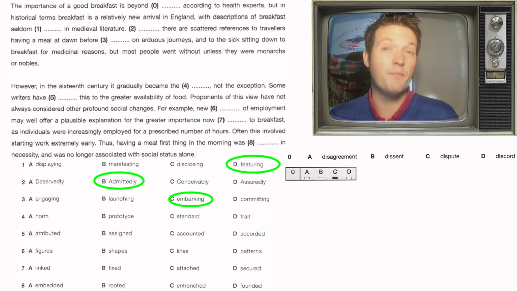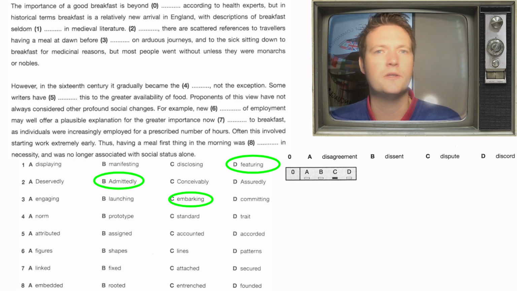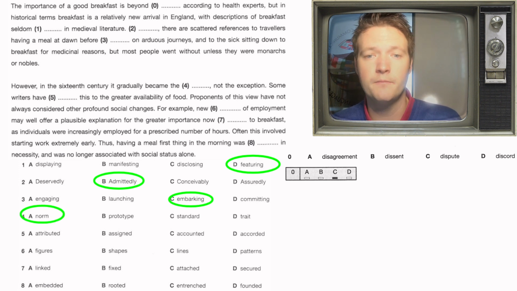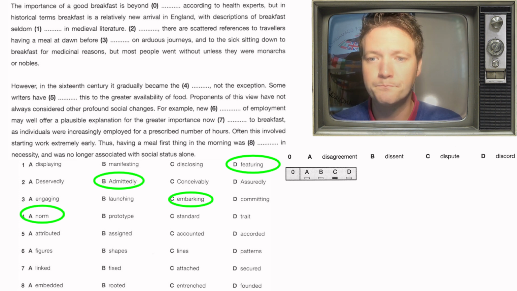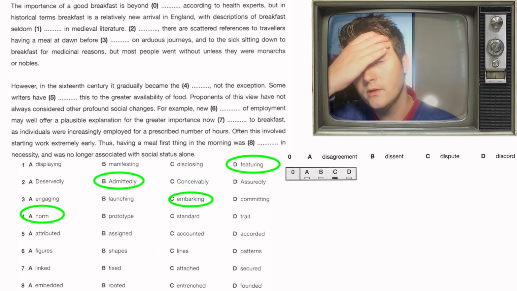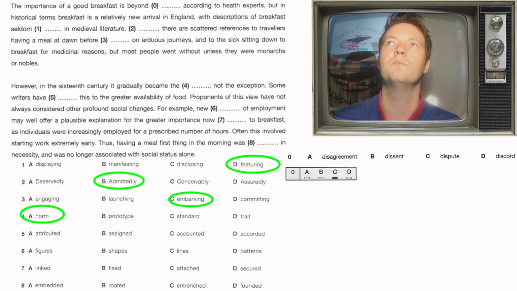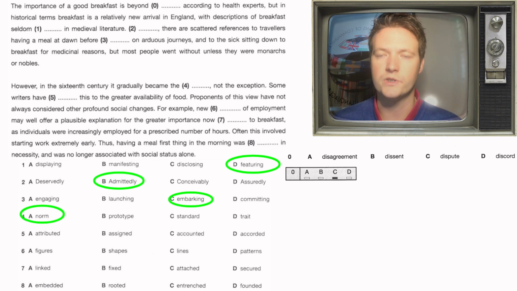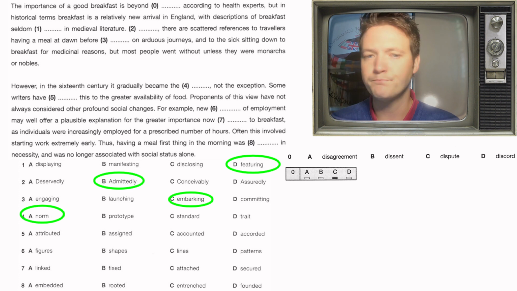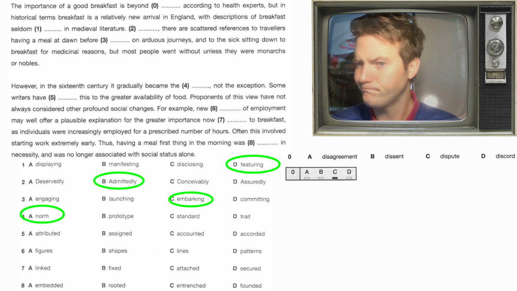Became the trait. No, it became a common trait, perhaps, but no, not the trait. There's not just one trait, no. Yeah, the opposite of the exception is the norm. Yeah, it became the norm, not the exception. Some writers have this to the greater availability of food. So I think what we're saying here is that some writers think that the fact that more food was available was the reason that people started having breakfast.